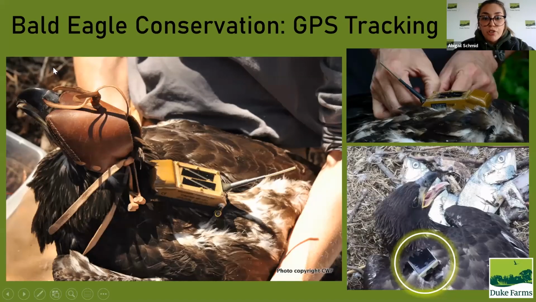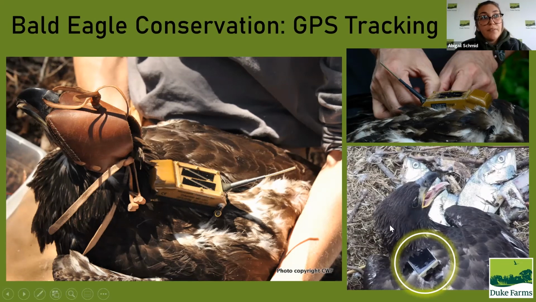Okay, so GPS tracking. One thing I didn't talk about on the banding slide, which I'm going to talk about now, I wanted to keep them separate because I wanted to put this with conservation. There are these little GPS trackers that are really cool. They kind of fit the eagle like a backpack. And when they're getting banded, they're fitted with these transmitters. You can see here, here, and down here. It's highlighted. The bottom right photo is the Duke Farms eagle nest.